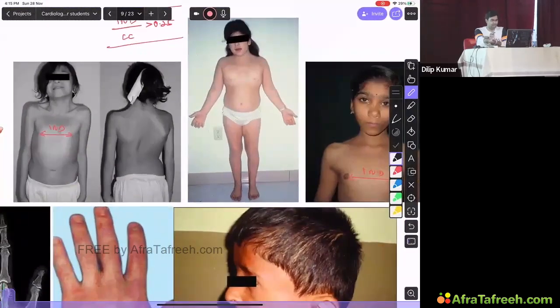Usually it's a kind of spotter. You can see this shield chest. Shield means the chest will be like this. It's not pectus carinatum or excavatum, but generally the chest will be like this. That's why we call it a shield chest with increased internipple distance, that is widely spaced nipples.